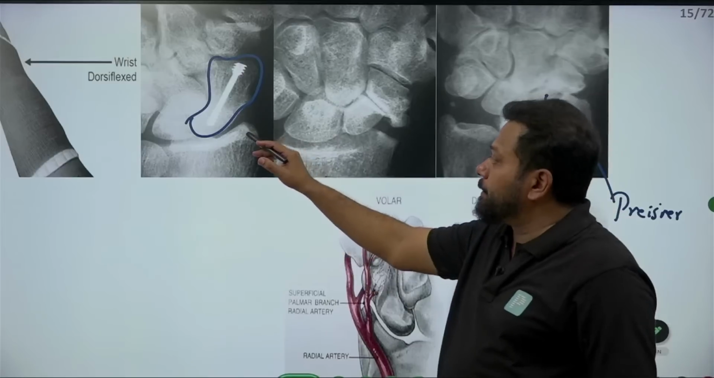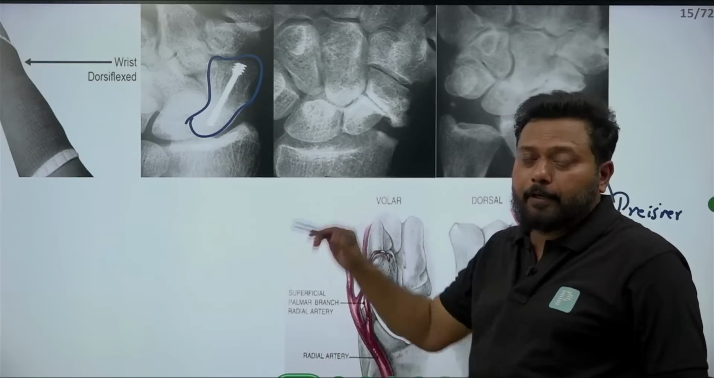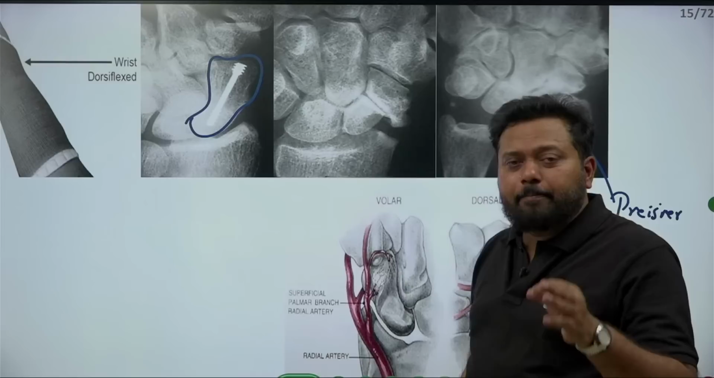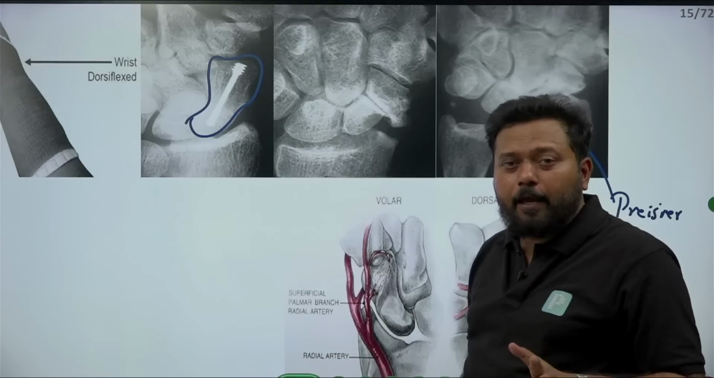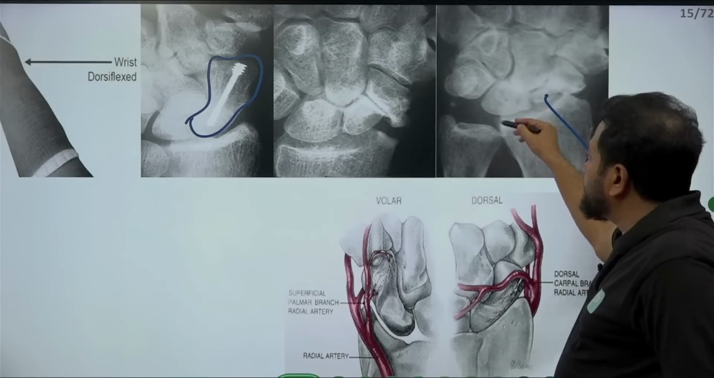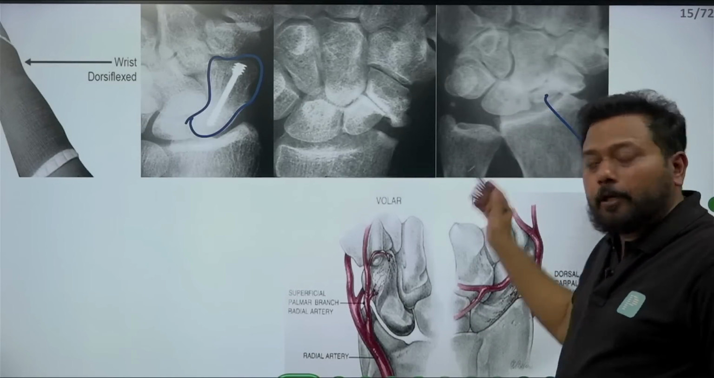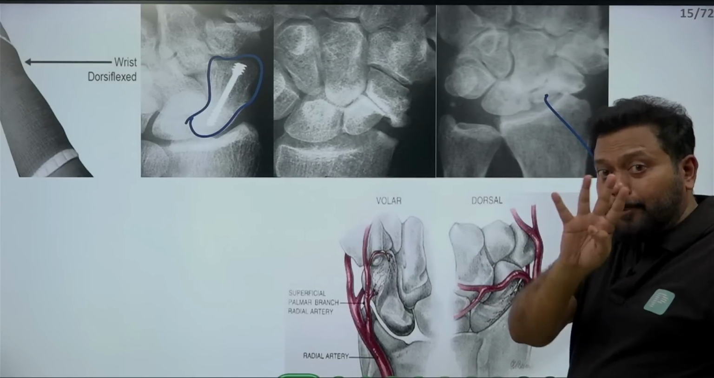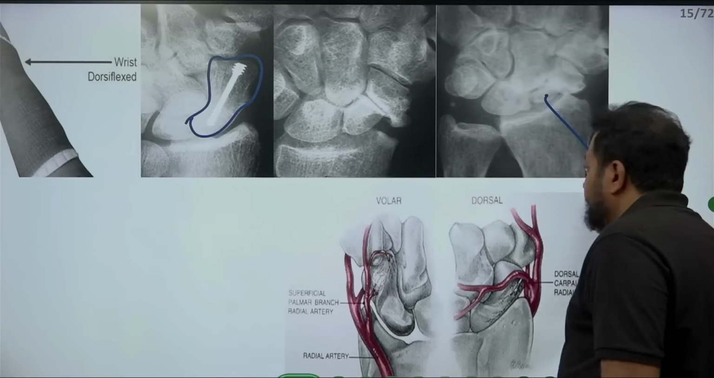If it is an undisplaced scaphoid fracture, you can give a scaphoid cast. If it is a displaced scaphoid fracture, immediately better do a Herbert screw fixation. Otherwise, it will go for non-union, or it can go for avascular necrosis of the proximal pole of scaphoid, which is called Preiser's disease. You see, the scaphoid is collapsed. 40% chance.